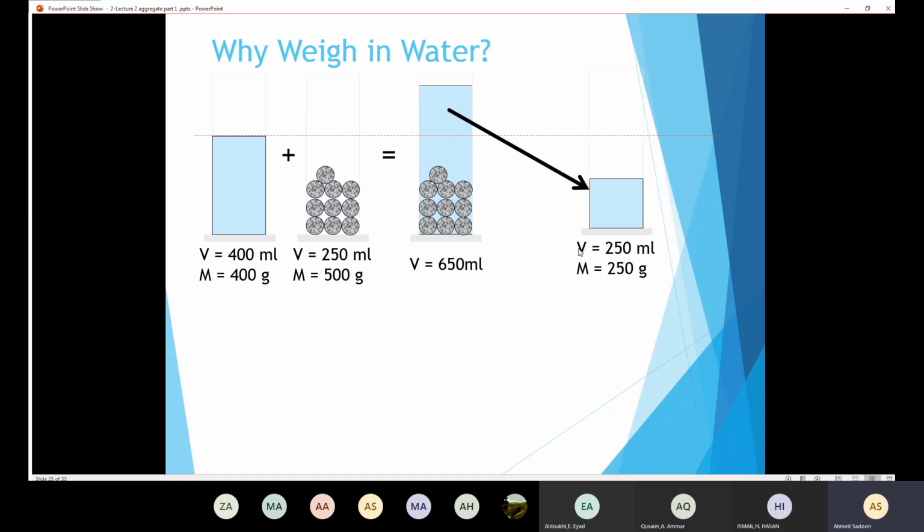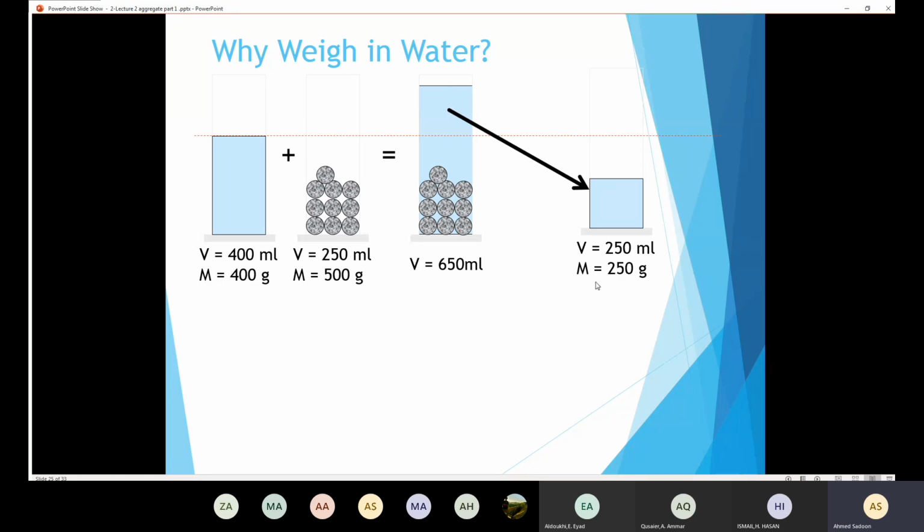So since the volume of the water here is going to be the same as the volume of the aggregate, which is 250 milliliter, and we know that the density of the water is 1 gram per milliliter, it means that the mass of the aggregate is going to be 250 gram. Since the volume is 250 milliliter, it means the mass of the water is going to be 250 gram. Okay, and this here represents the mass of the water displaced by an equivalent amount of the volume of the aggregate.